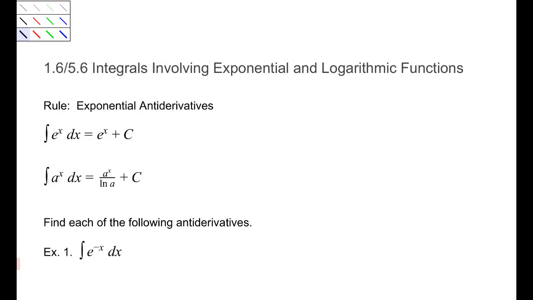Section 1.6 or 5.6, depending on whether you're looking at Calculus 1, Calculus Volume 1 or Calculus Volume 2. These are all integrals involving exponential and logarithmic functions. To begin with, we have, of course, our rules.